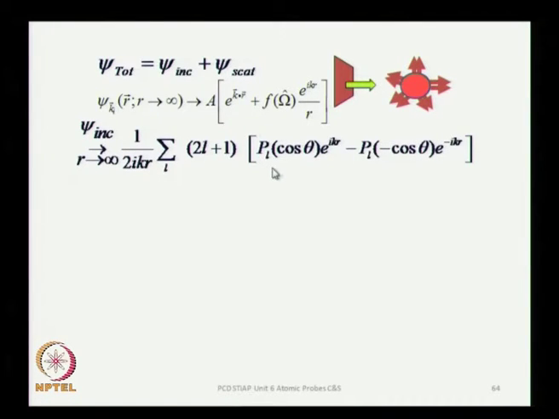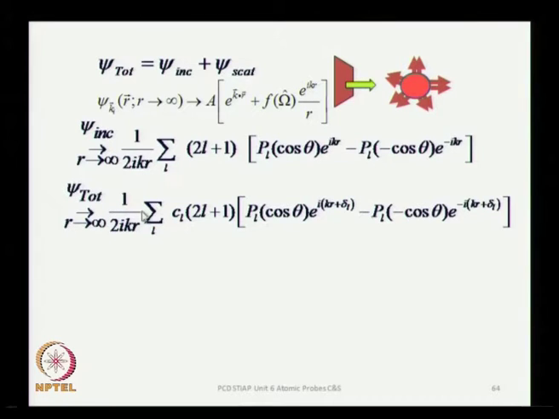So you have got PL cos theta into e to the ikr and PL of minus cos theta into e to the minus ikr. And now let us write the total wave function in exactly the same form. This is also written as PL cos theta into e to the ikr, but now we know that the total wave function must have the scattering phase shift delta L. The coefficient of the e to the minus ikr again is PL minus cos theta, exactly the same as we know, except that there is an additional scattering phase shift. So that goes over here.